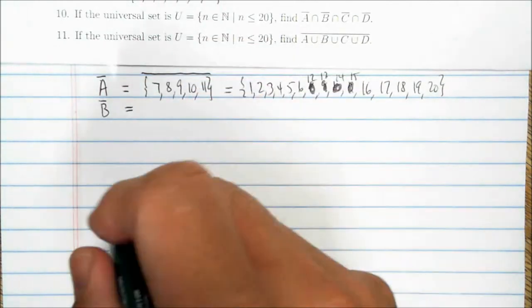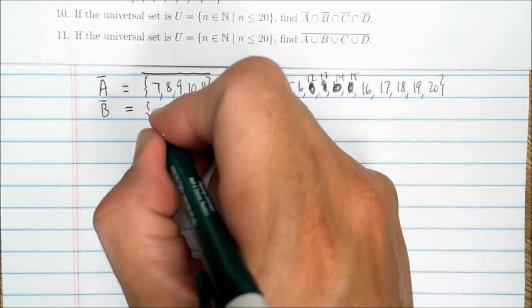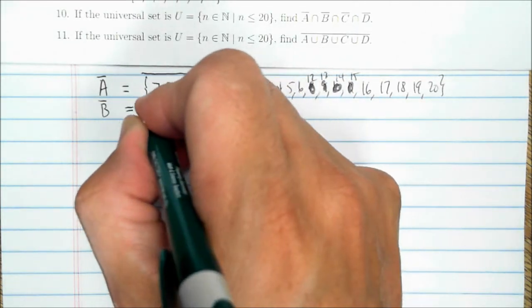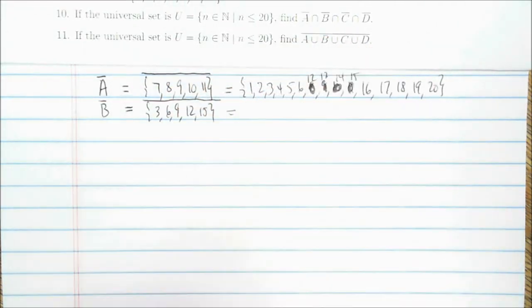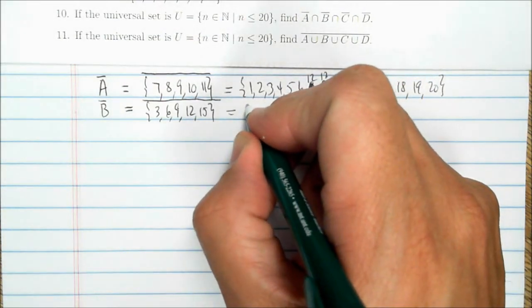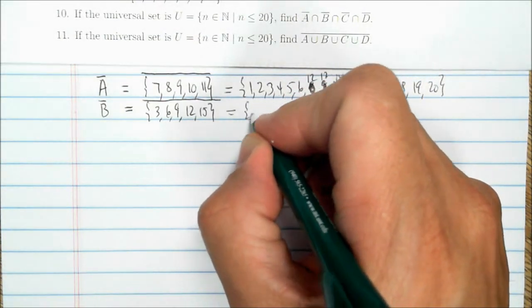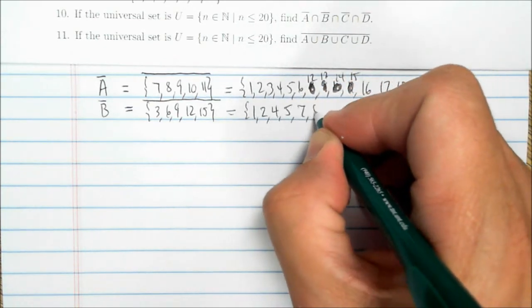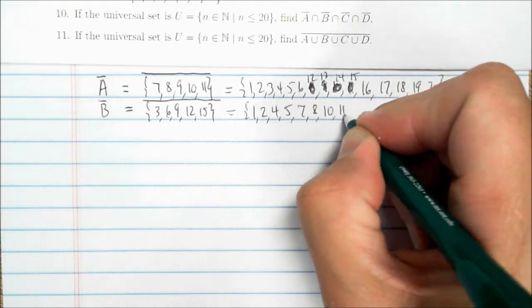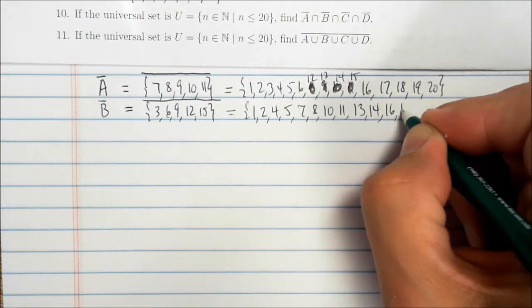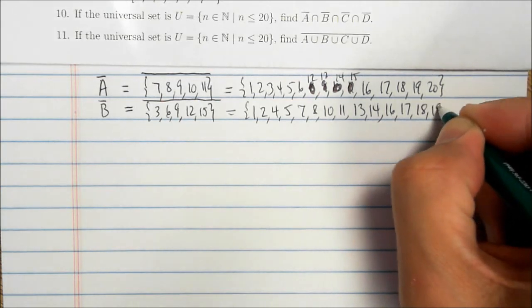B complement. Now, B was 3, 6, 9, 12, and 15. So I want the complement of this. And so that's equal to 1, 2, not 3, 4, 5, but not 6, 7, 8, but not 9, 10, 11, but not 12, 13, 14, but not 15, and then everything else up until 20.